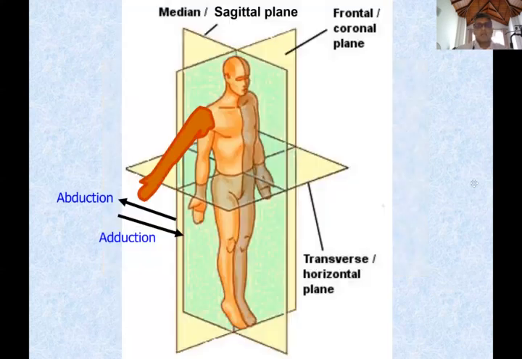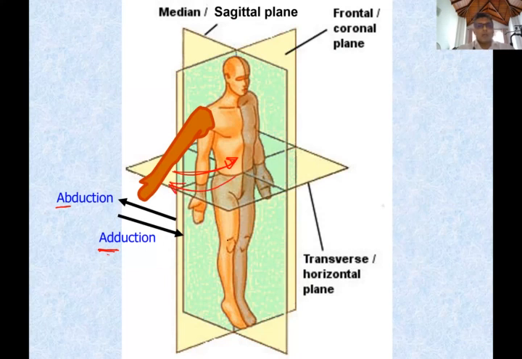Then when it comes to movements, if you take the upper limb, any movement that moves the upper limb away from the midline is called abduction. Any movement that brings it towards the midline, or towards the trunk of the body, is called adduction. So adduction is bringing it towards the body or the midline. Abduction is taking it away from the midline or the trunk.